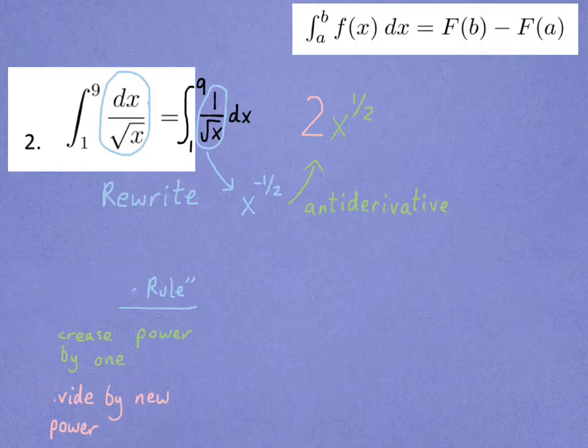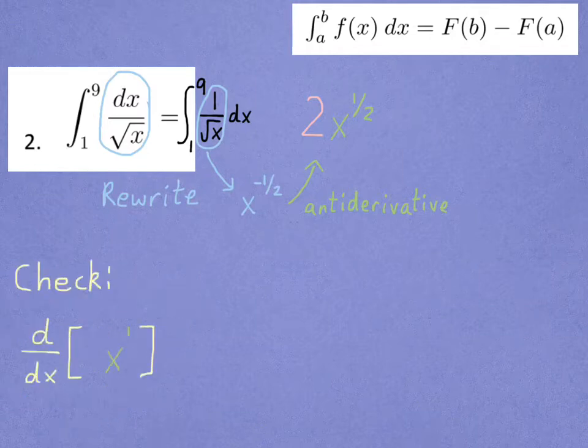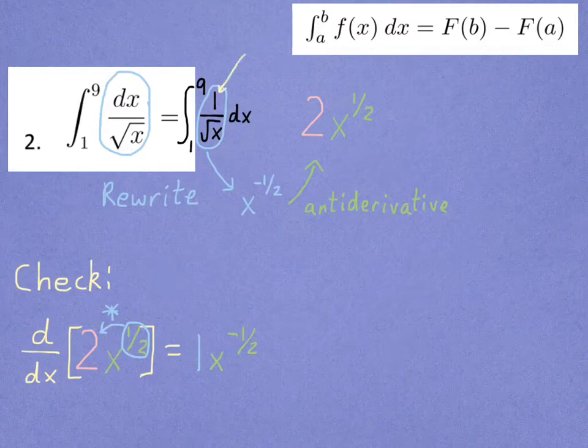Let's check to make sure we did it right. We're going to take the derivative of our antiderivative and see if we get the original function. I take 1/2, multiply it by 2, and I get 1. Then I decrease the power by 1, and I get x to the negative 1/2. Another way to look at this is that the 2 is what has to be out in front in order for that 1/2 to cancel and I'd be left with the 1 I had before. So now we need to evaluate it.